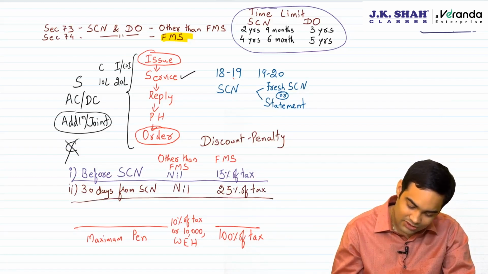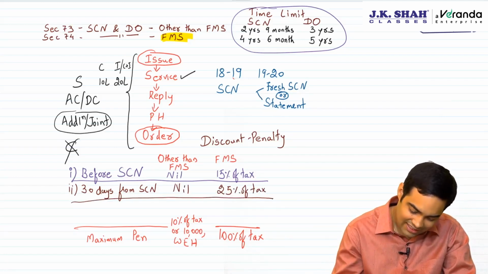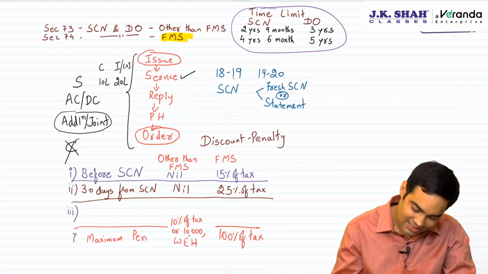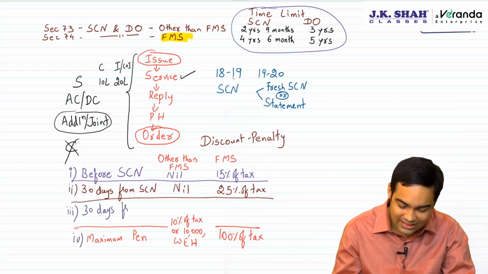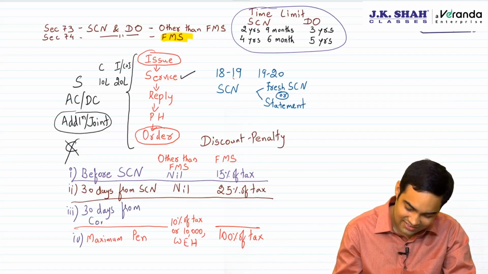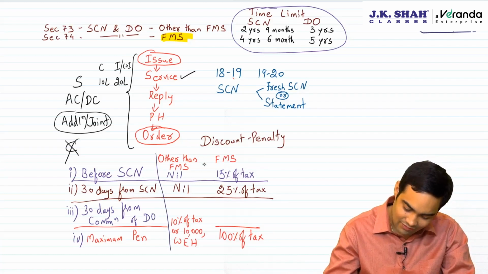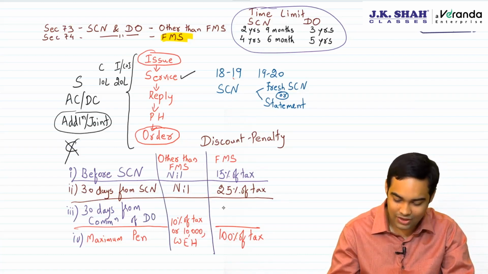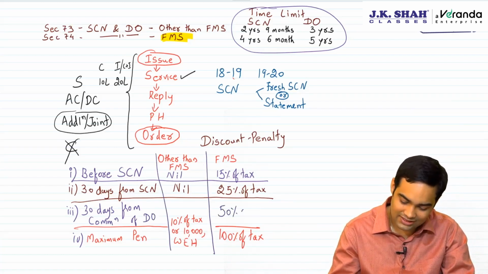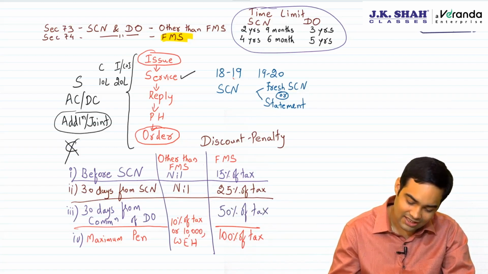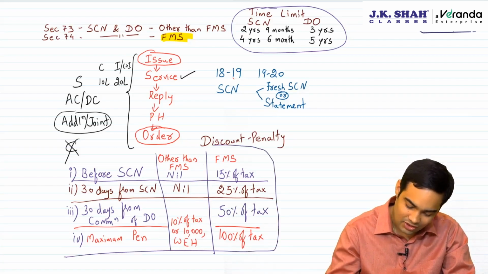And say suppose government gives you one more alternative, and that one more alternative is within 30 days from communication of demand order. In such cases, for other than FMS, there is no relief. But for FMS, 50% of the tax. Government is giving a relief of 50% on the penalty.